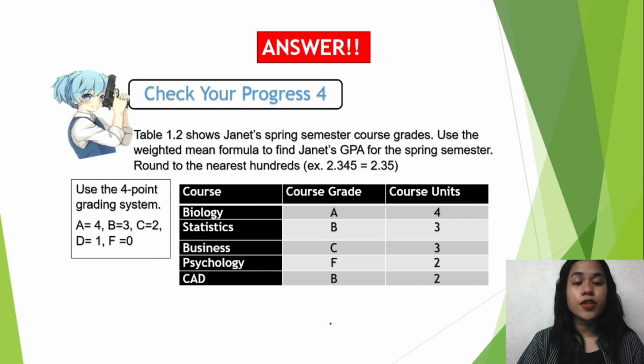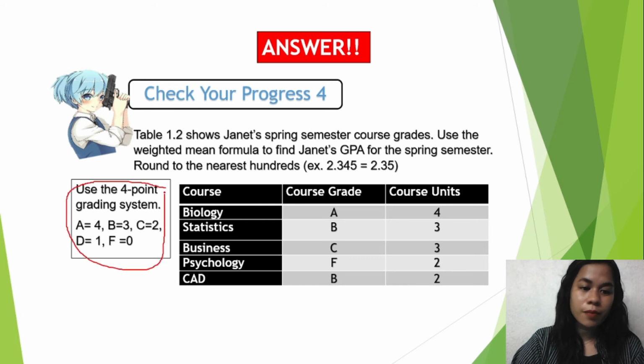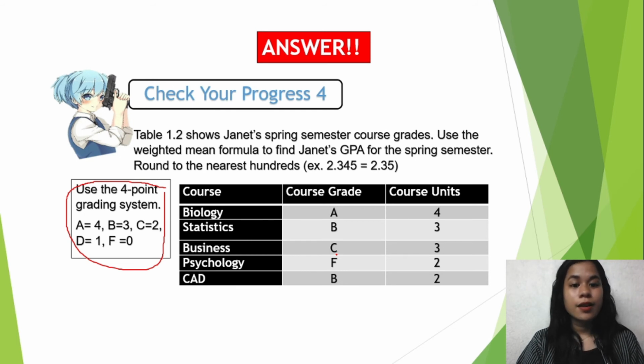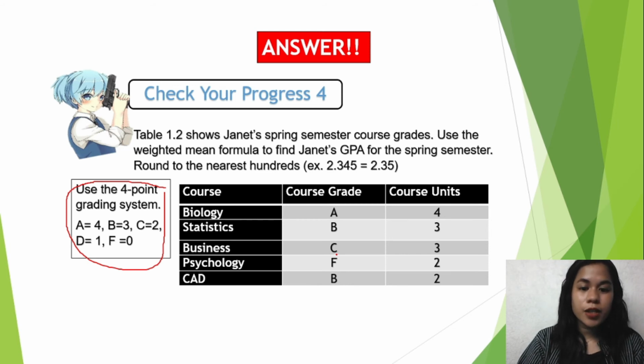So, let us now answer your Check Your Progress. Same with the problem in our example, but in this exercise, we need to round them to the nearest hundredths. And we also need to use the 4 grading system to find the specific grade for each subject. So we just use the formula to find the GPA of Janet for the spring semester.